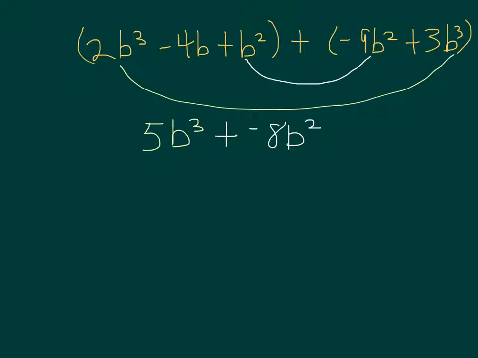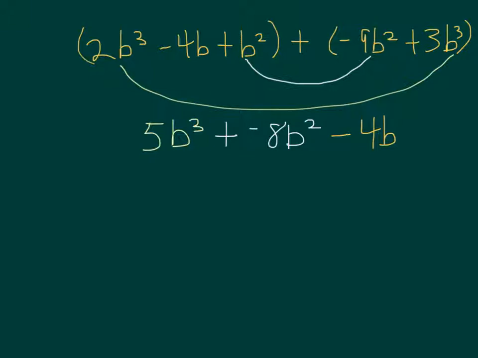There's nothing to combine the negative 4b with, so we just have the negative 4b left there on the end by itself. And it's important that when we write these, we put them in descending order in terms of their powers. So that's what we did here. We had cubed and then squared and then to the first power. So that is in descending order like we want it.